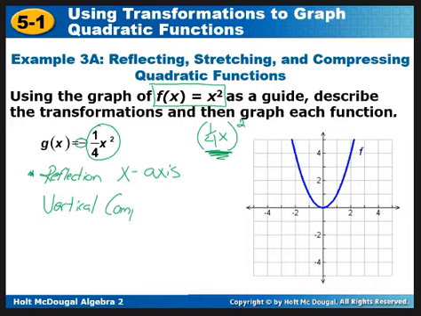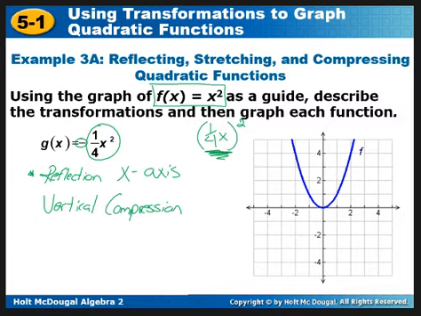compression. The reason I call it a compression is because we have a fraction. If you take a fraction like 1/4, something that's less than 1, and multiply it by the entire function, it's going to compress things, so you're not going to get as large of output values as you typically did before.